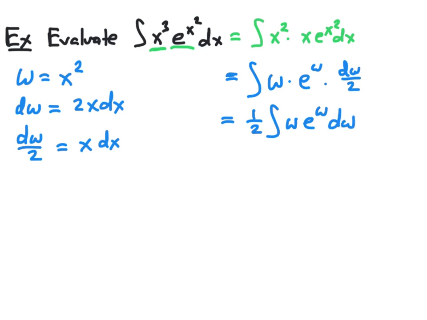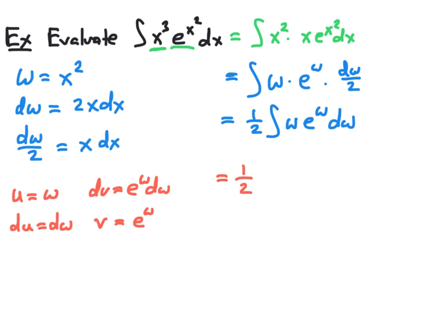And now looking at this integral, we see that this is a very standard integration by parts example. And so we can apply integration by parts to this new integral in terms of w. So in order to do that, we can let u equal w, dv equal e to the w dw. And this means that du is going to equal dw, and v will equal e to the w.